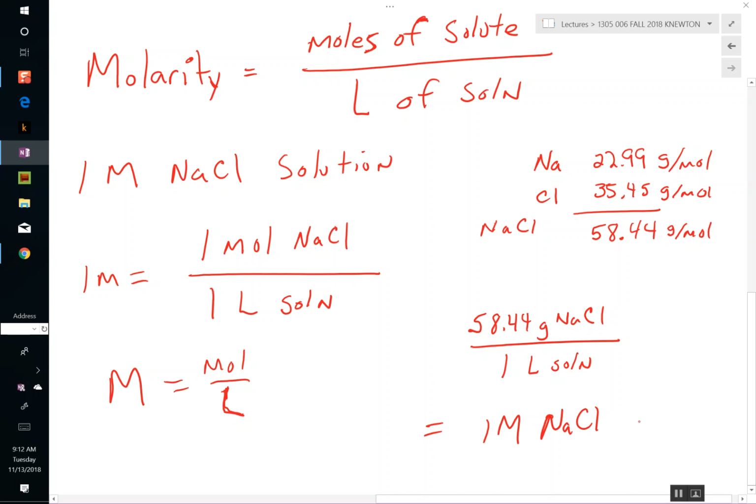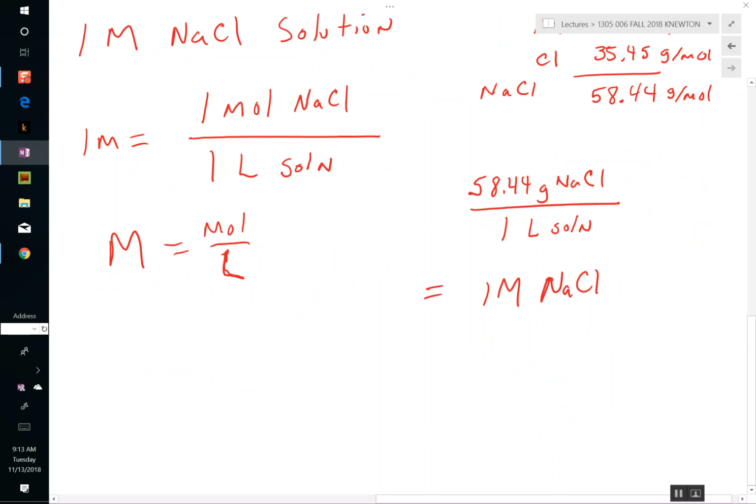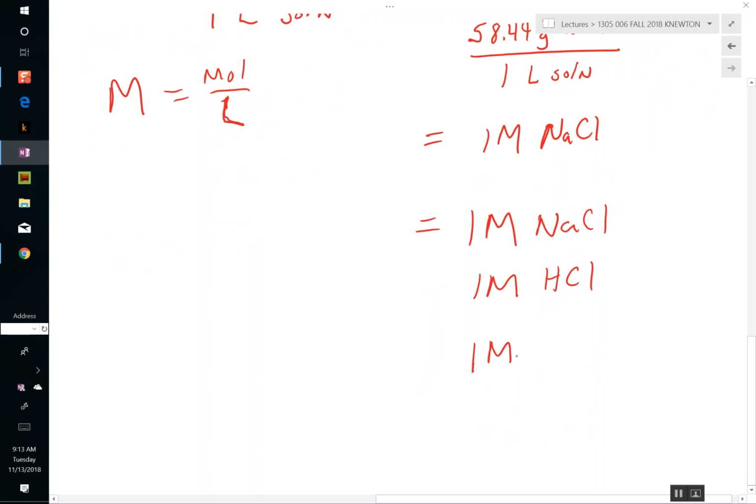I don't think I'll push this any further than this, but it isn't enough to put a label like this on a bottle, because I could have 20 bottles of things there that are all at 1 molar. You've got to tell me what it is. It's 1 molar sodium chloride. It could be 1 molar hydrochloric acid. It could be 1 molar nitric acid, etc., etc.